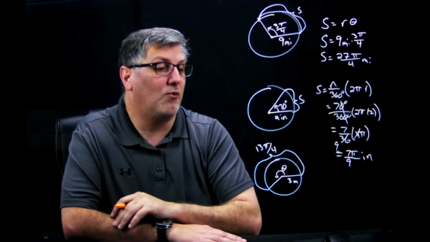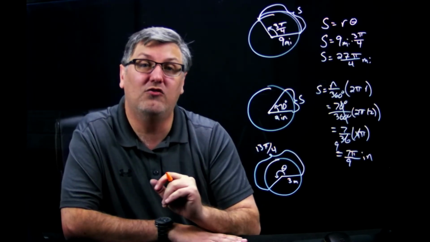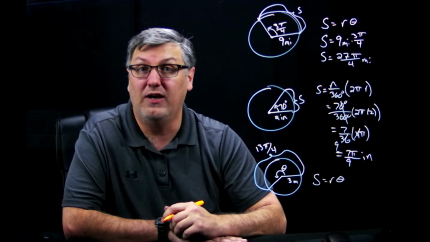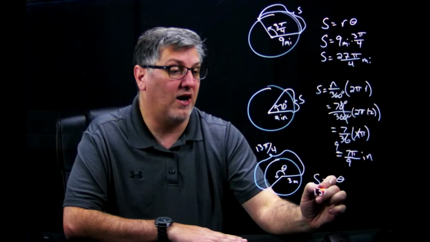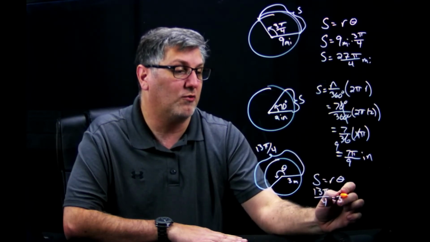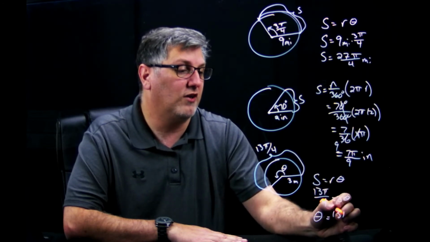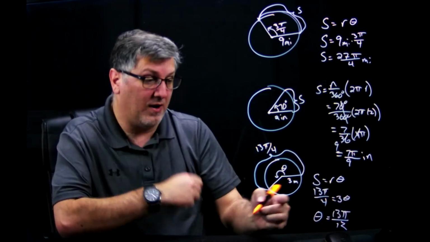All right, this last one here, I want to know what the central angle is. I'm going to say degrees and radians. And I give you the radius and I give you the arc length. Well, the first thing I'm going to do is use the simple formula S equals r theta and find it in radians first. So I know my S is 13 pi over 4, and this equals my radius, which is 3, times theta. Well, I divide both sides by 3. I know my theta is 13 pi over 12. Well, there's my answer in radians.